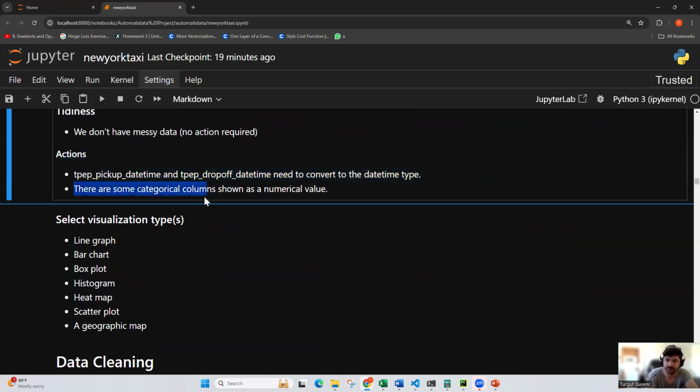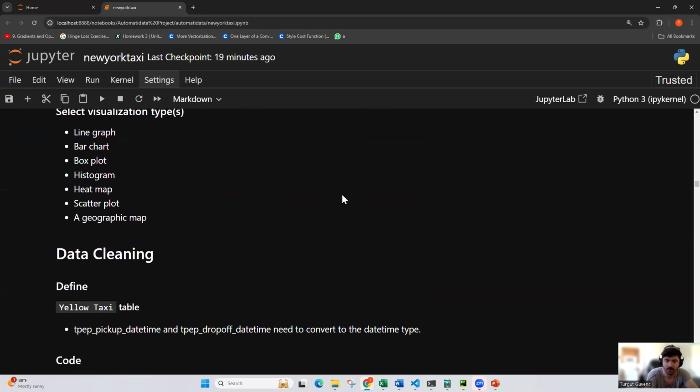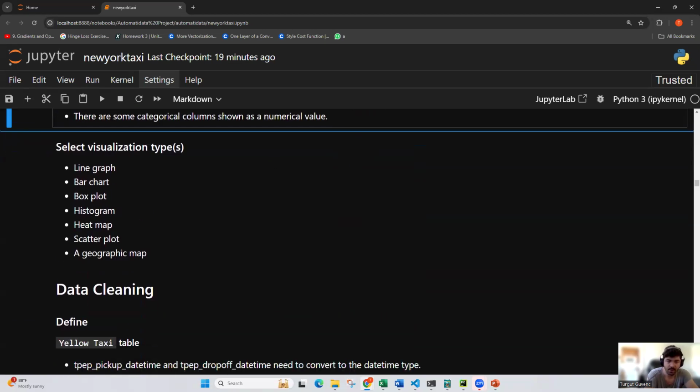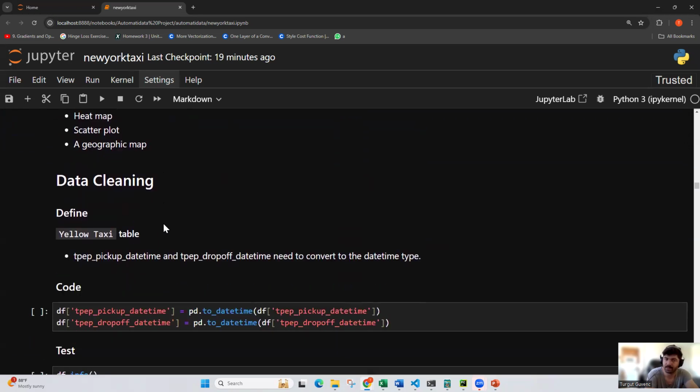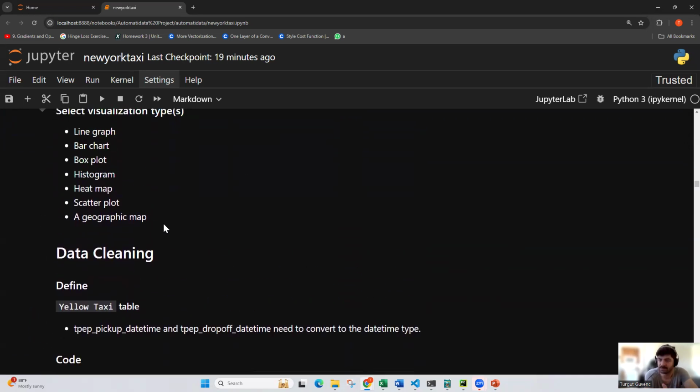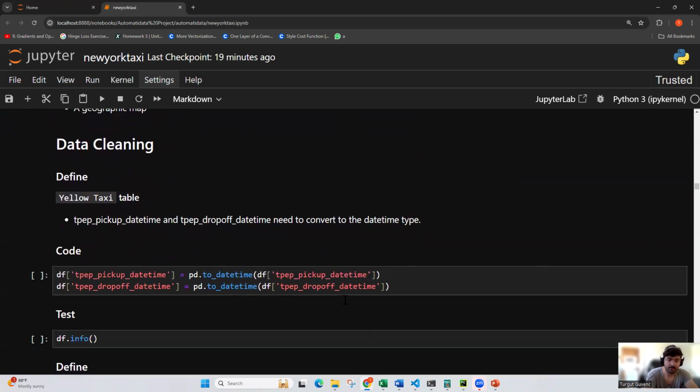We mentioned already the counts, where a category count shows a numerical value. We also mentioned that one, and we can look at the different visualization types. We can pick whatever we want depending on the data story. And so this is the data cleaning process.